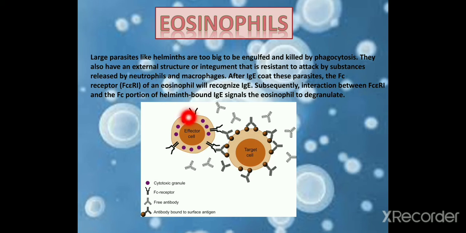See in this diagram, this is the effector cell. The purple colors are the cytotoxic granules. These are the free antibodies. These solid black colors represent the Fc receptors on the effector cells. These brown dots are the antigens present on the cell membrane. This antibody binds to these antigens, and this Fc region is recognized by the Fc receptor present on the effector cells. This whole process leads to antibody dependent cell mediated cytotoxicity.